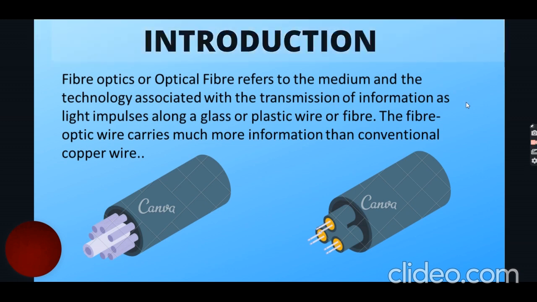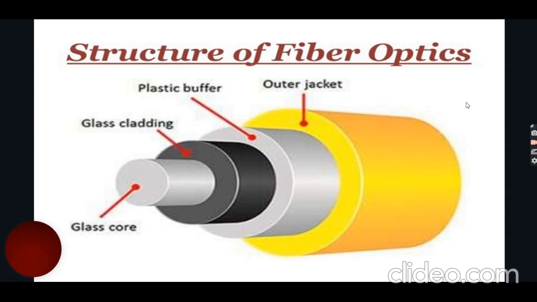Here is the structure of fiber optics. The basic structure of an optical fiber consists of three parts. First is the core, second is the cladding, and third is the coating or buffer. Here you can see the glass core, cladding, buffer, and outer jacket.